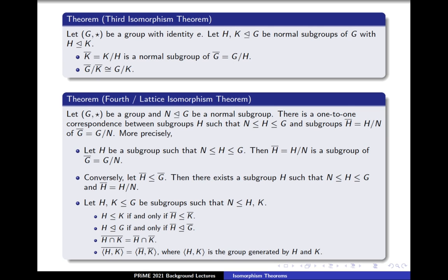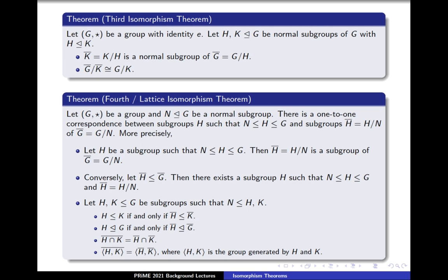Now we have the fourth, or lattice, isomorphism theorem. This is also sometimes called the correspondence theorem. Let G with operation star be a group and N be a normal subgroup of G. There is a one-to-one correspondence between subgroups H that live between N and G, so N is a subgroup of H, which is a subgroup of G, and subgroups H bar equals H mod N of G bar equals G mod N.